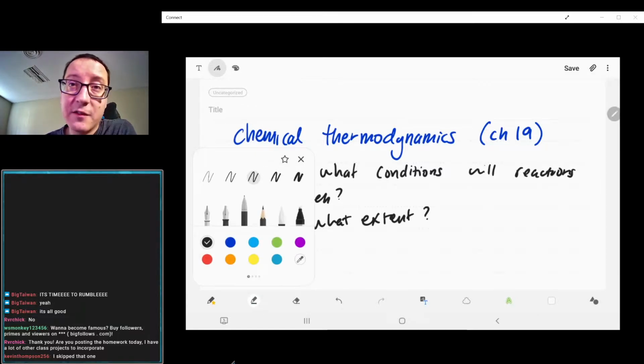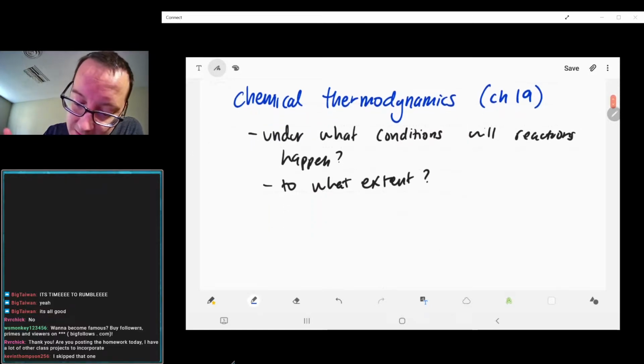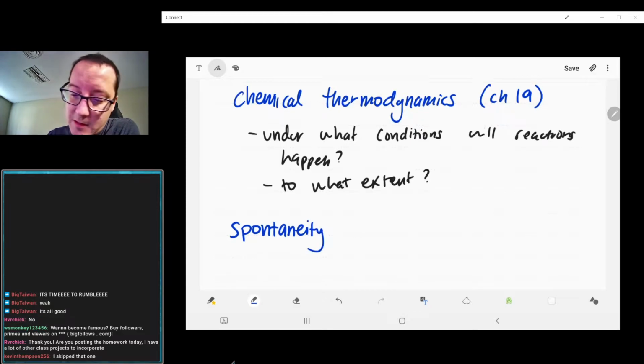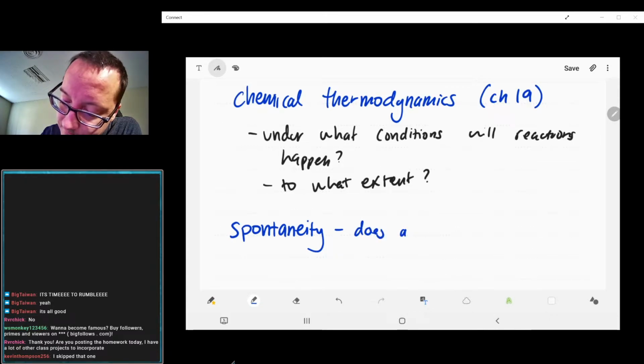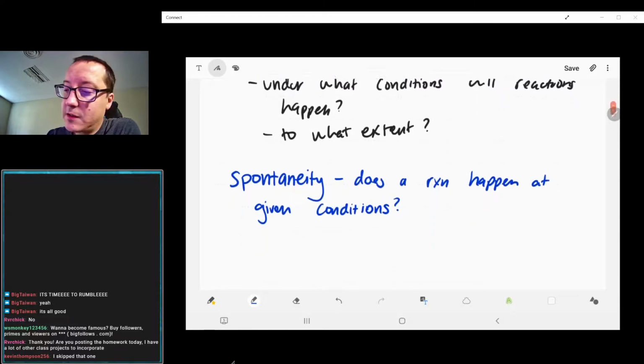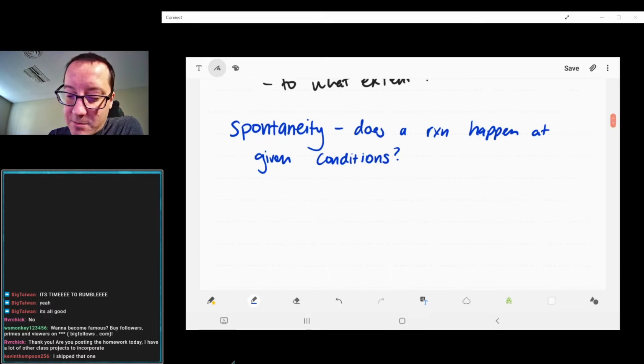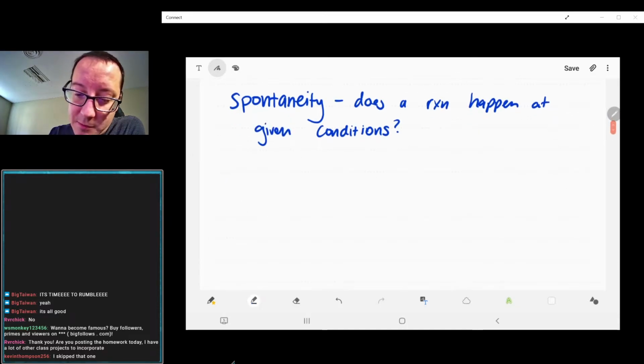So as always, we're going to have vocabulary as our first section for the new chapter, right? So we're going to see first about spontaneity. And that is basically, does a reaction happen at given conditions? And we're going to see that there are a lot of common examples of this. Perhaps the most common one I've seen.